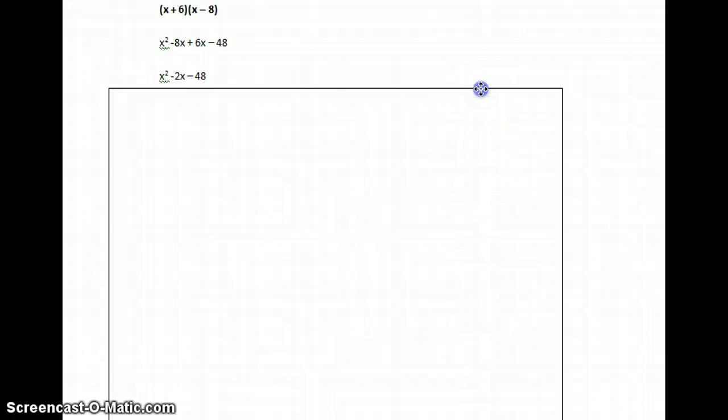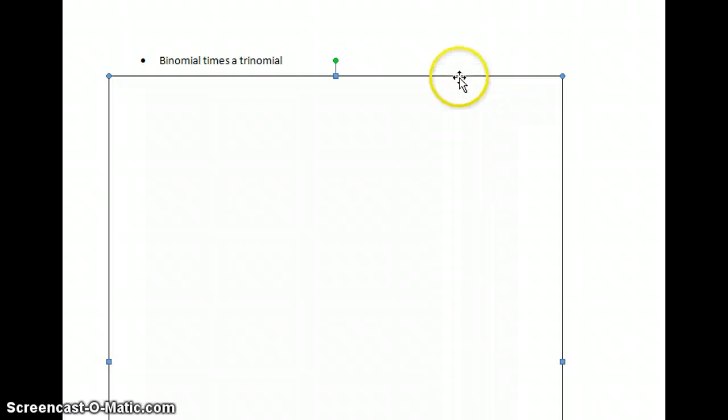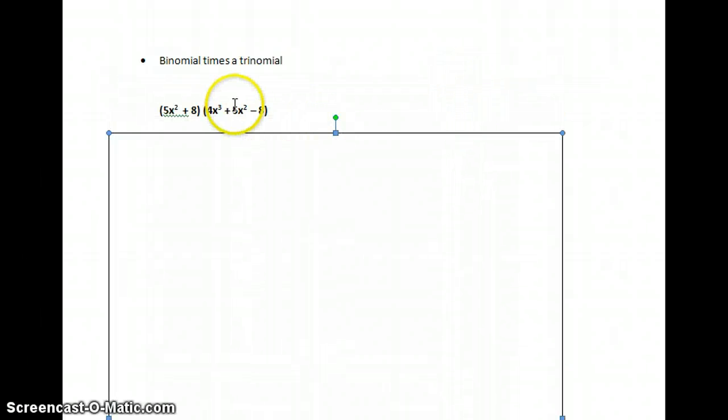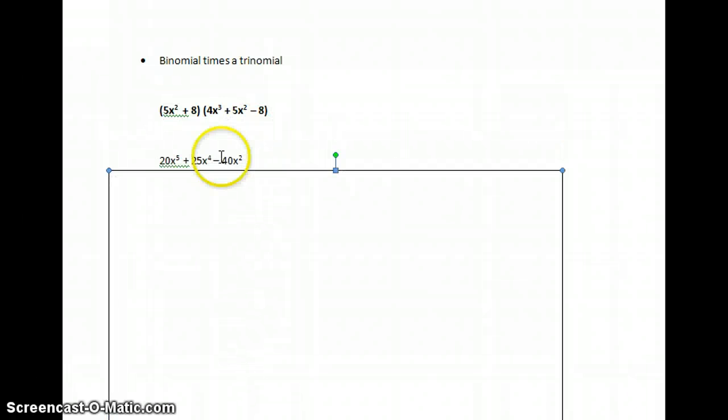Now the kind of tough ones to keep track of are when you have a binomial times a trinomial or even times a larger number. For example, if I were to have 4 or 5 terms in here, you kind of have to really keep track of this. So we start off with this 5x squared, and we're multiplying it by everything in here. So I'm going to go ahead and put that first line right there.